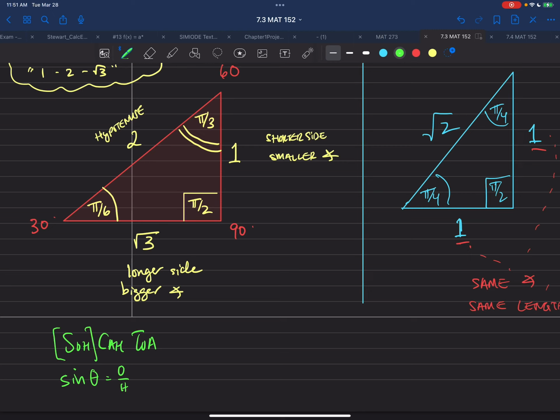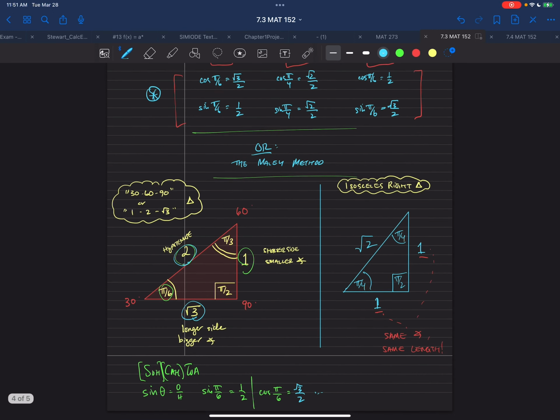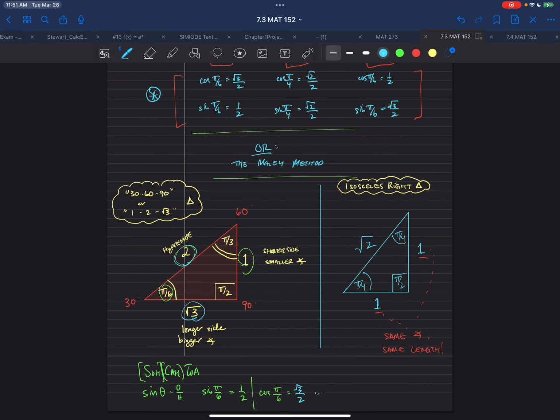So sine of, let's start with pi over 6. Sine of pi over 6 is opposite over hypotenuse. So that's 1/2. Cosine of pi over 6 is adjacent over hypotenuse. Adjacent over hypotenuse would be radical 3 over 2. And likewise, you can fill out the rest of these entries using that idea. TOA is tangent, opposite over adjacent, so you get 1 over radical 3. And then you can work through each of these other angles just like that.